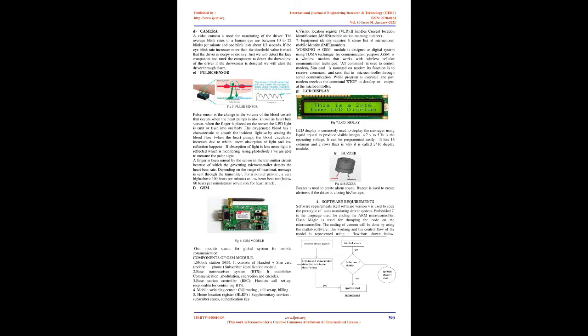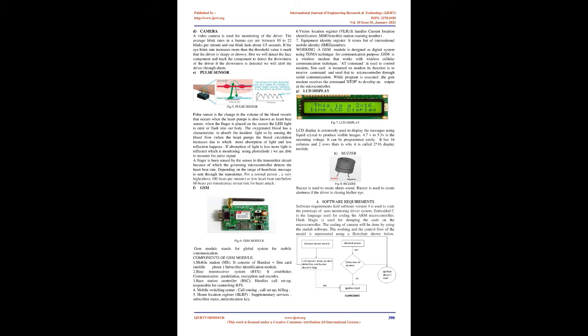D. Camera. A video camera is used for monitoring of the driver. The average blink rate of a human eye is between 10 to 22 blinks per minute, and one blink lasts about 1/3 seconds. If the eye blink rate increases more than the threshold value, it marks that the driver is sleepy or drowsy. First we will detect the face component and track the component to detect the drowsiness of the driver. If drowsiness is detected, we will alert the driver through an alarm.